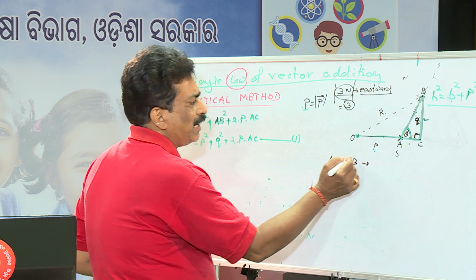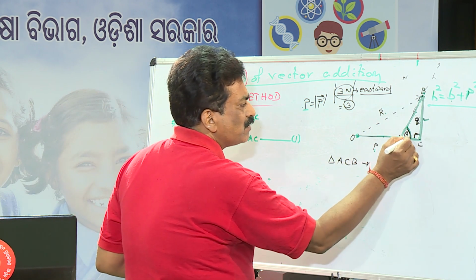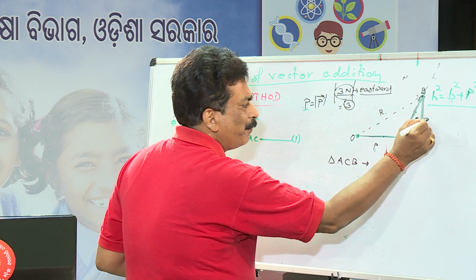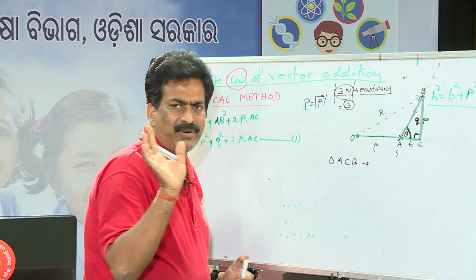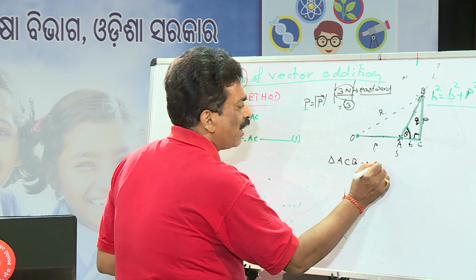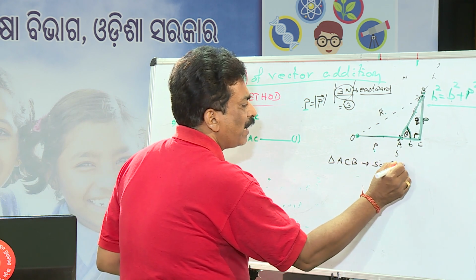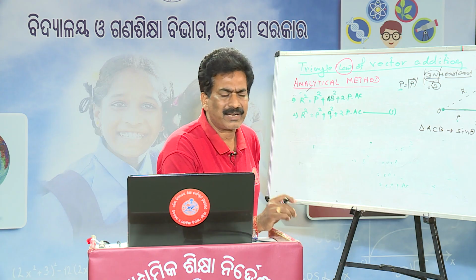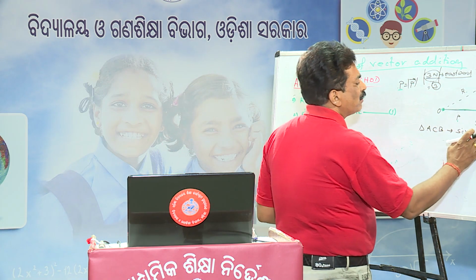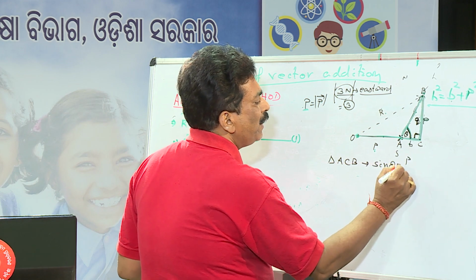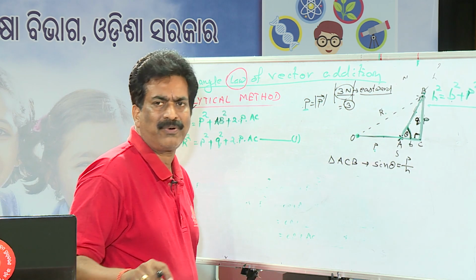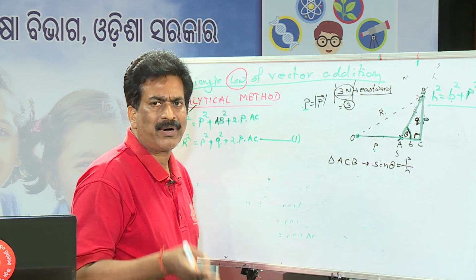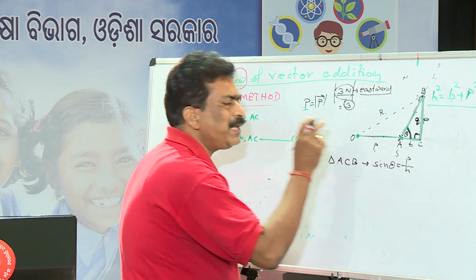So in the triangle ACB, what will happen? This is the angle theta, this is our base, this is our P and this is our H according to our formula. Suppose I write sin theta. So what is sin theta? In a right angle triangle, sin theta is P by H, that is the formula. For cos theta, that is B by H. For tan theta, that is P by B.